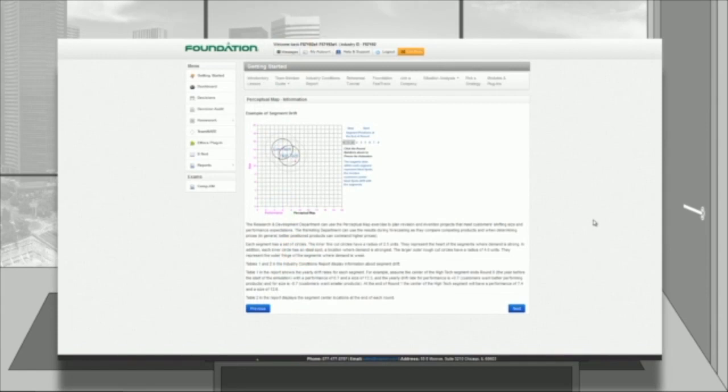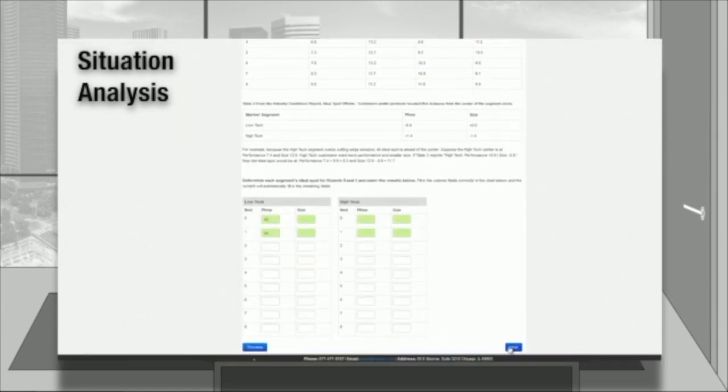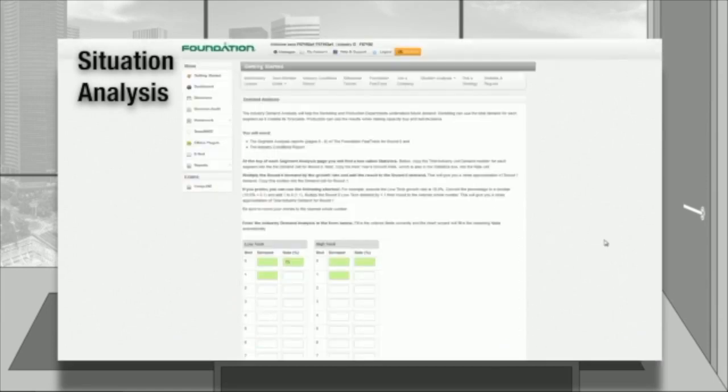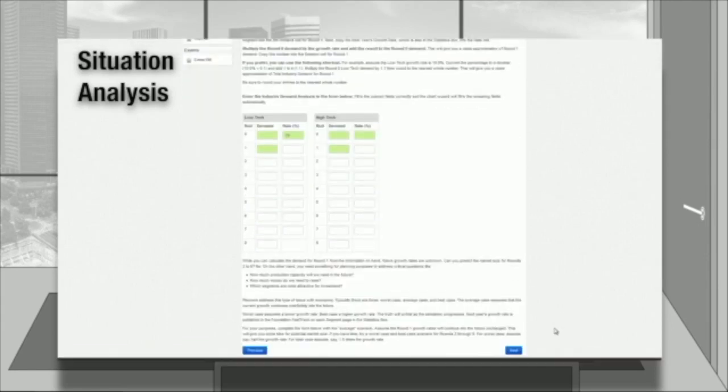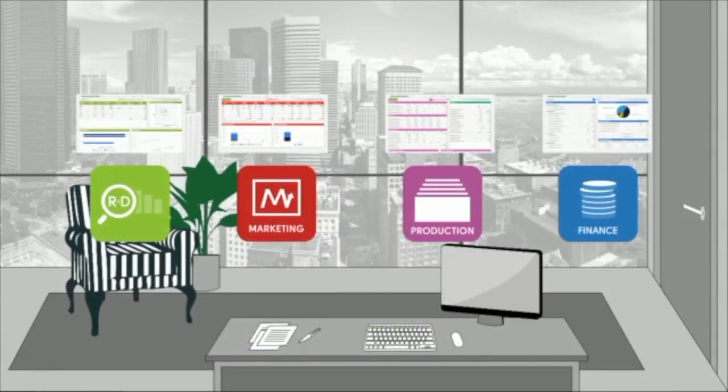Another useful tool to get you started is the situation analysis. This series of tables helps you determine the size of the market, how fast it's growing, and what kind of products different types of customers are looking for. Once you've completed your analysis and created your strategy, it's time to settle into your role as manager and start making decisions.